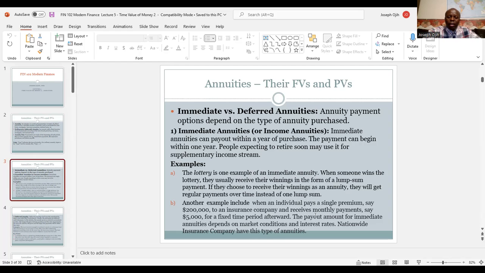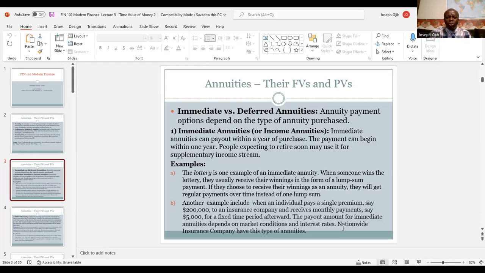Another good example is when somebody pays a single premium, say 200,000, to an insurance company, and then receives monthly payments of about, say, $5,000 for a fixed period of time. So that can be an annuity. The payment might be made every month or every year, depending on the type of annuity that you have. There's a way to calculate the payment amount that they will be paying you each month. If you invest a lump sum of $200,000, depending on the contract you sign with the company, then for the next 5 years you'll be receiving $5,000 every month. Whether that is a good investment depends on the percent of returns or the interest in the annuity.